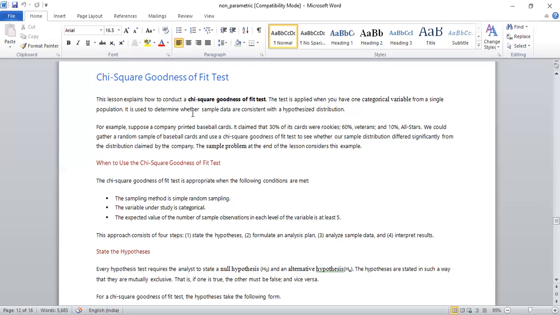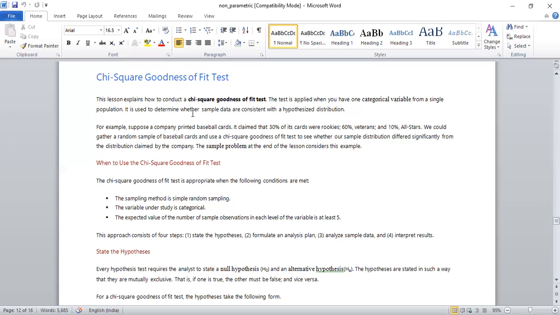So the sample problem at the end of the lesson considers the example. When to use the chi-square goodness of fit test. The chi-square goodness of fit test is appropriate when the following conditions are met.